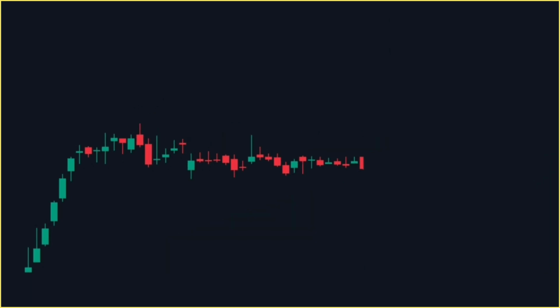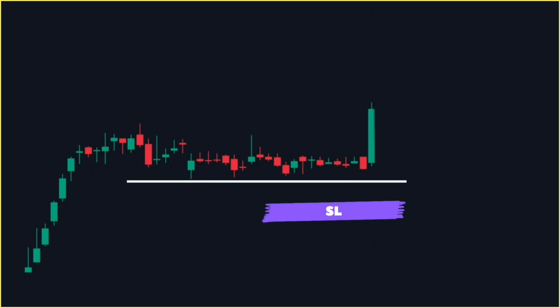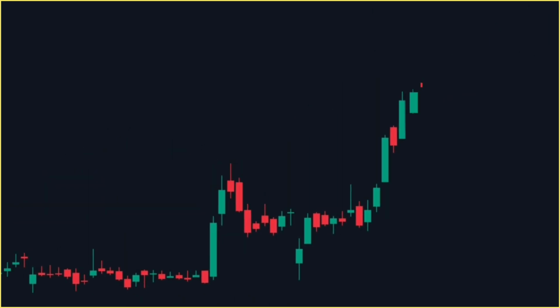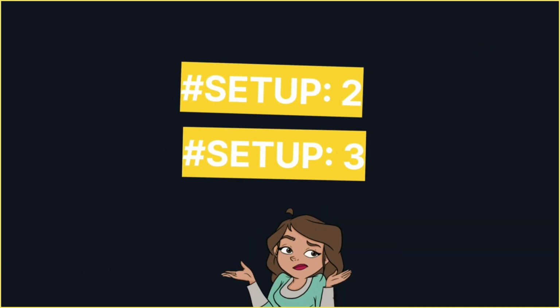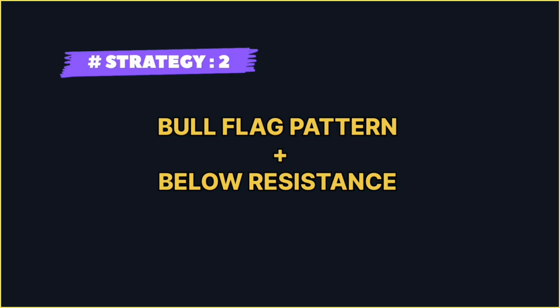Any candle crossing above the flag pattern, you will enter the trade. Stop loss will be below the flag. Trail profit and stay in the trade as per your appetite. The next 2 setups, no YouTuber talked about. Actually, they don't know. I'm sure you agree with me.